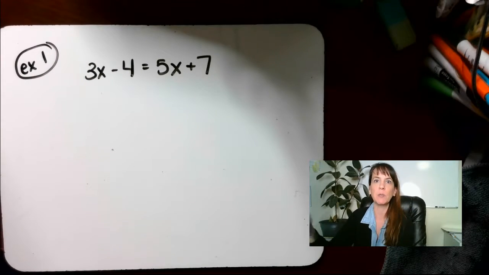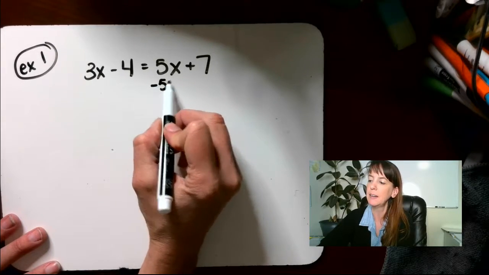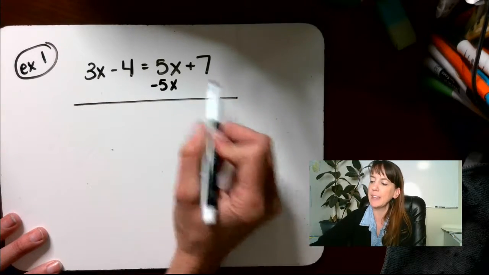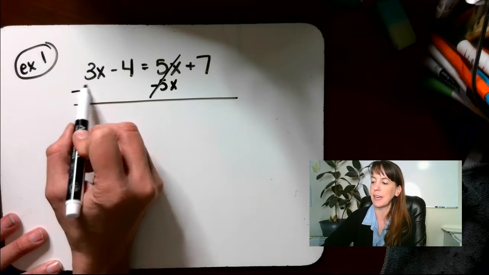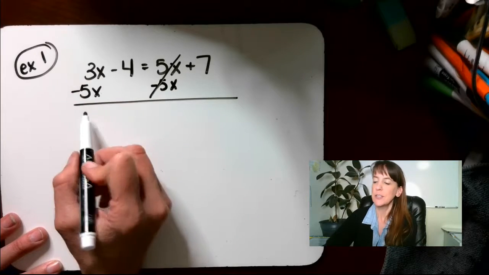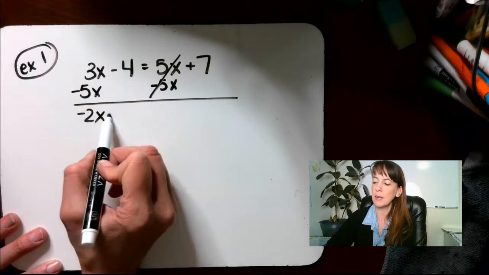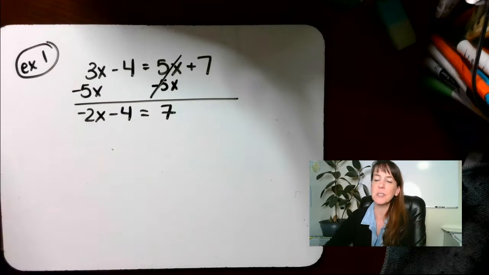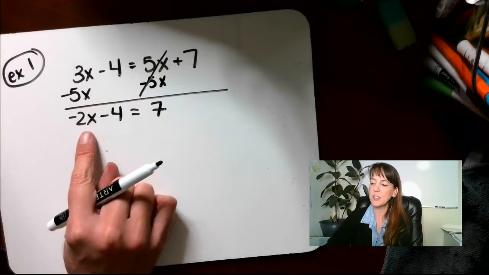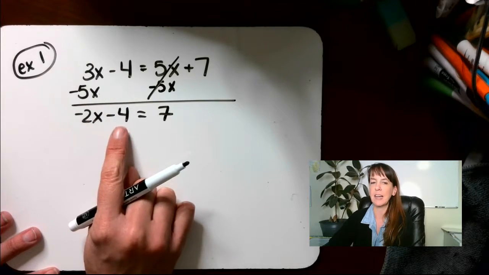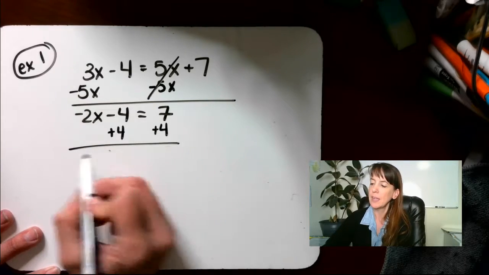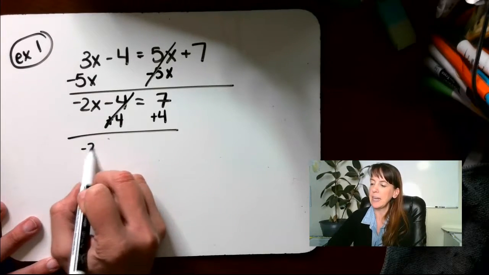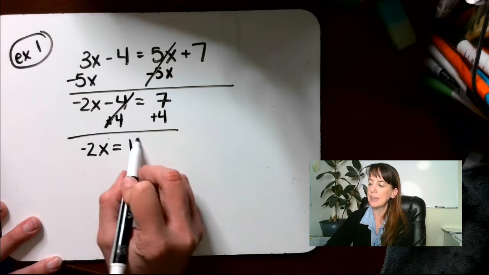And in order to move the chunks around, we do the inverse. So I'm going to minus 5x here, because if I do that, these will go away. But what I do to one side of the equal sign, I must do to the other. Okay? So now I have negative 2x, bring this down, minus 4 equals 7. So this one's now looking a little bit like the ones we've done in the past. I want to get this chunk with the variable by itself, which means I need to move this guy over. In order to do that, I do plus 4 plus 4. These guys go away, and I'm left with negative 2x equals 11.